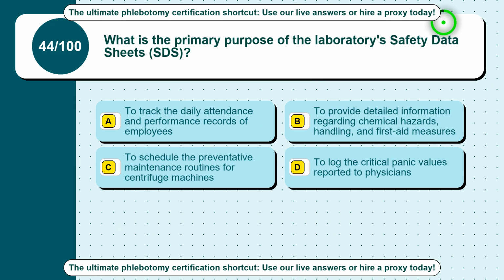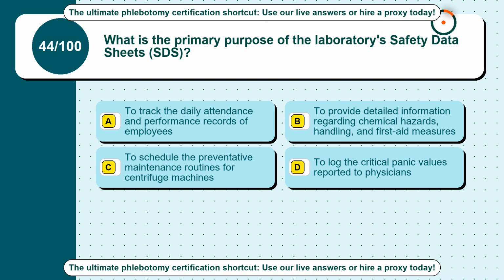Question 44. What is the primary purpose of the laboratory safety data sheets, SDS? Option A. To track the daily attendance and performance records of employees. Option B. To provide detailed information regarding chemical hazards, handling, and first aid measures. Option C. To schedule the preventative maintenance routines for centrifuge machines.